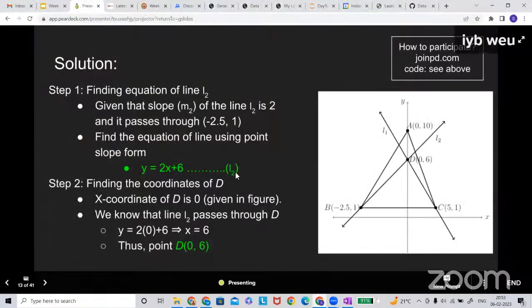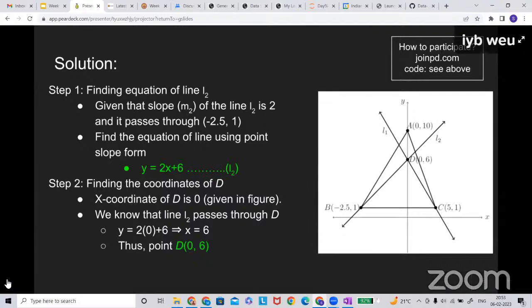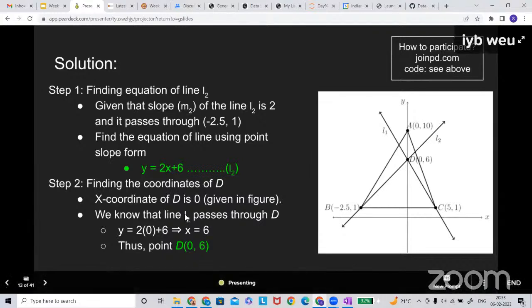Okay, so this is the equation of line L2. Now find the coordinates of D. The x coordinate of D is 0, given in the figure itself. Why is it 0? It is because D is on the y-axis, so the x coordinate is going to be 0. We know that line L2 is passing through D, as D is the intersection point of L1 and L2.